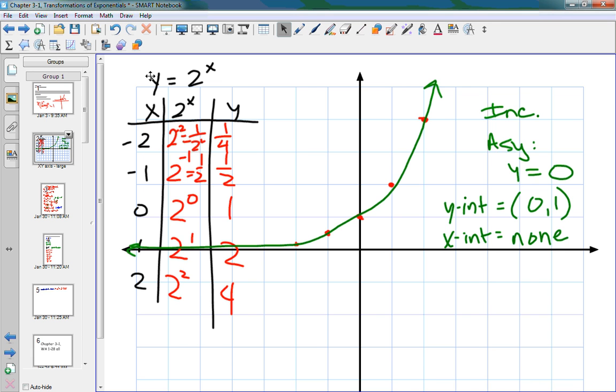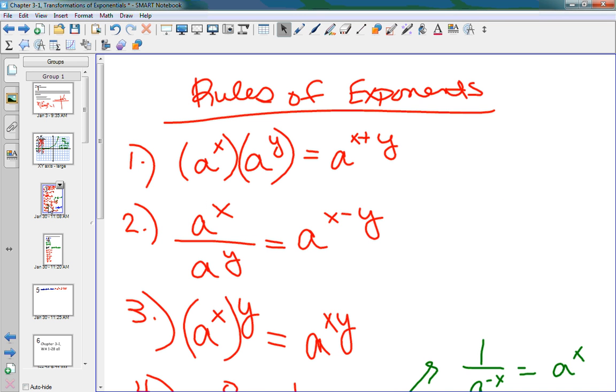Now, there are some rules of exponents that we need to first review to make sure that you guys understand these. We talked about these at the beginning of the year. These are not new, so they are something you should already know. If I have a to the x times a to the y, that means I have the same exact base for two different exponents.